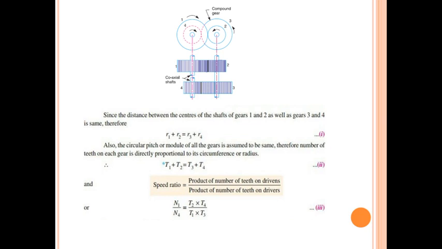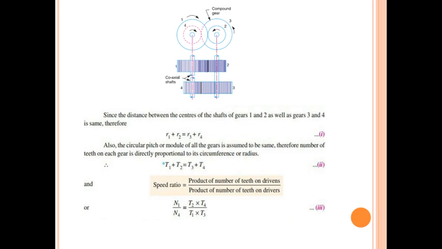How can I write this? Because the circular pitch or module of all gears is assumed to be the same. If two gears are in mesh, remember that the circular pitch or module of these two gears will be the same. Therefore, for gears 1 and 2, and for 3 and 4, circular pitch and module will be the same. Therefore, I can convert this radius in terms of teeth directly, that is T1 plus T2 is equal to T3 plus T4. Remember this because while solving problems we require these relations.